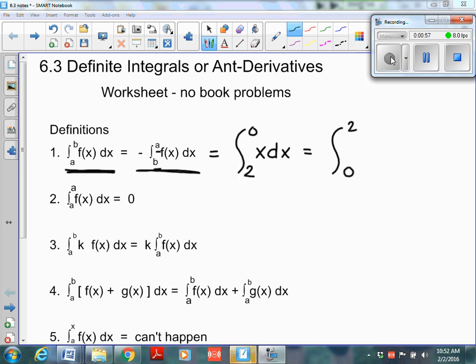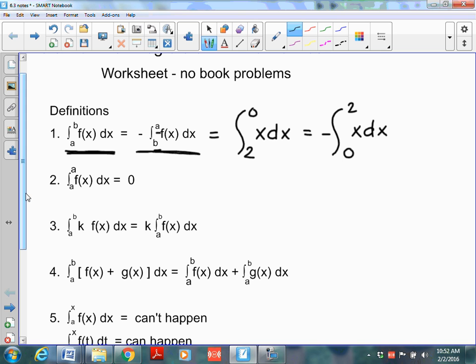If you want to switch these around so it looks like you've seen in other sections, all you have to do is make sure you put a negative sign in front. So it is smaller number on the bottom, bigger number on the top. Really important formula. Don't ever forget it. If you want to switch the limits, you need to put a negative sign out in front.